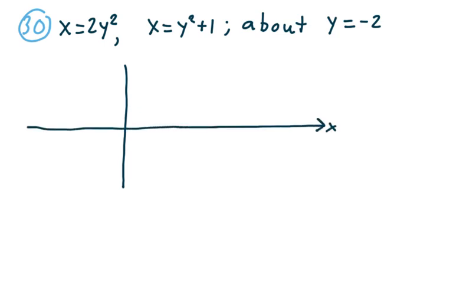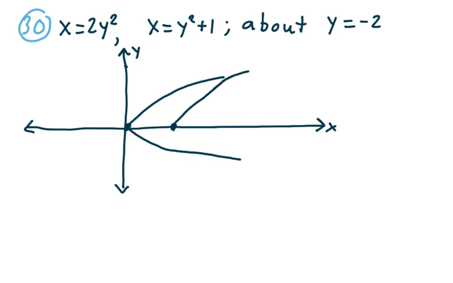If I draw a picture here, we have the x-axis and y-axis accordingly. Now, we have x equals 2y squared. And I'm going to go out just a little bit. So when y is 0, x is 1. And I'm going to go for the other graph. And we're going to rotate that region about the line y equals negative 2.